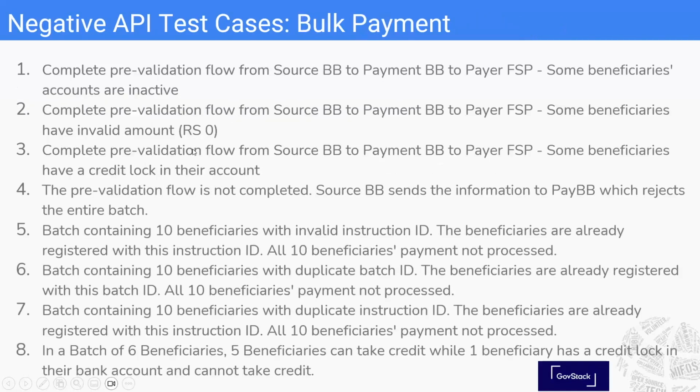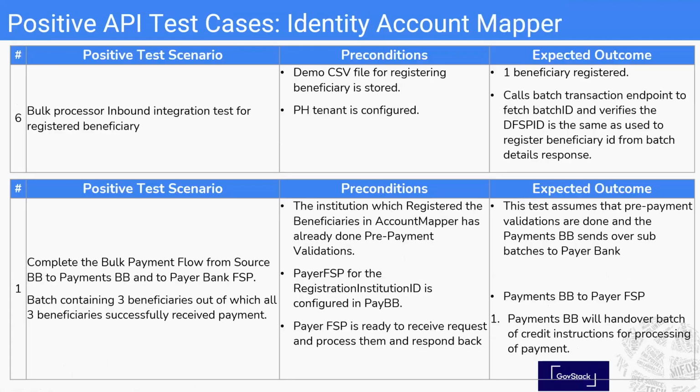And some of the negative API test cases that we've listed over here that could be tested is, again, that some beneficiaries may have inactive accounts, some may have some format issues. For example, you are sending in a functional ID that is not present in the identity account mapper, and it is still returning some information. So some of these are the scenarios that could be implemented and tested.